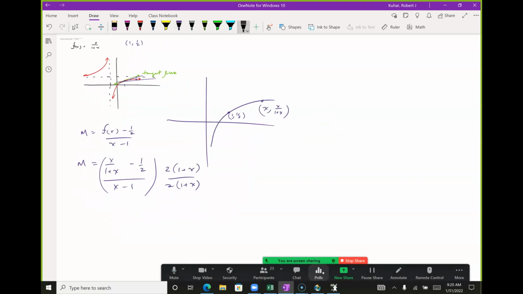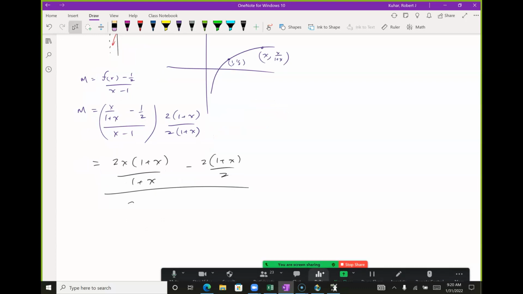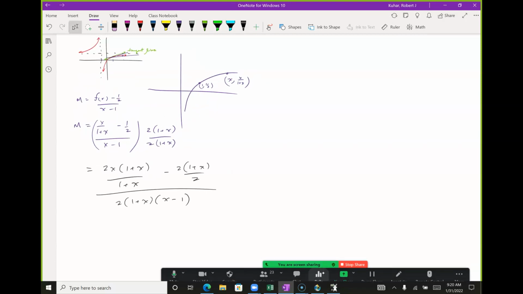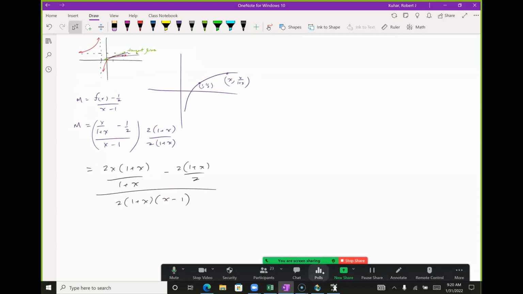And so this is my secant slope still. I get 2 times x times 1 plus x over 1 plus x, distributing through here, minus 2 times 1 plus x over the 2. Downstairs I'm not going to do anything: 1 plus x times x minus 1. And of course you can see the limit I'm interested in here. x is what?